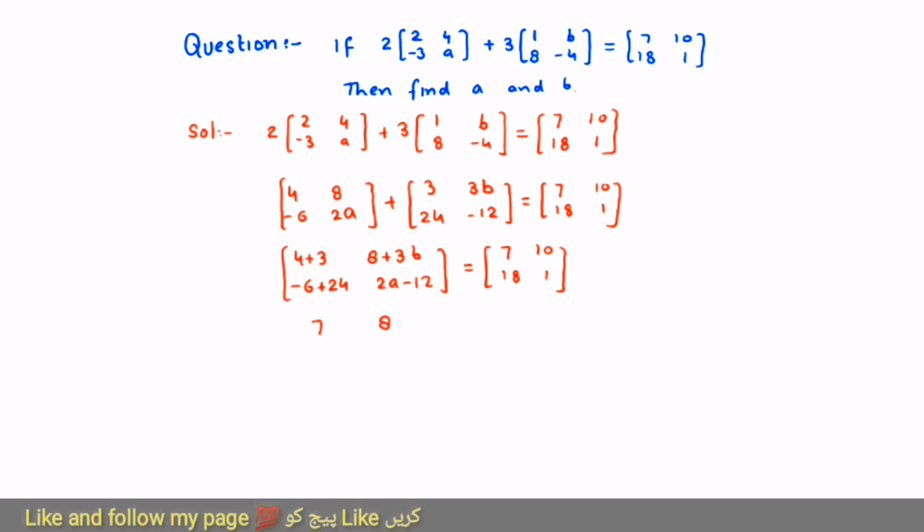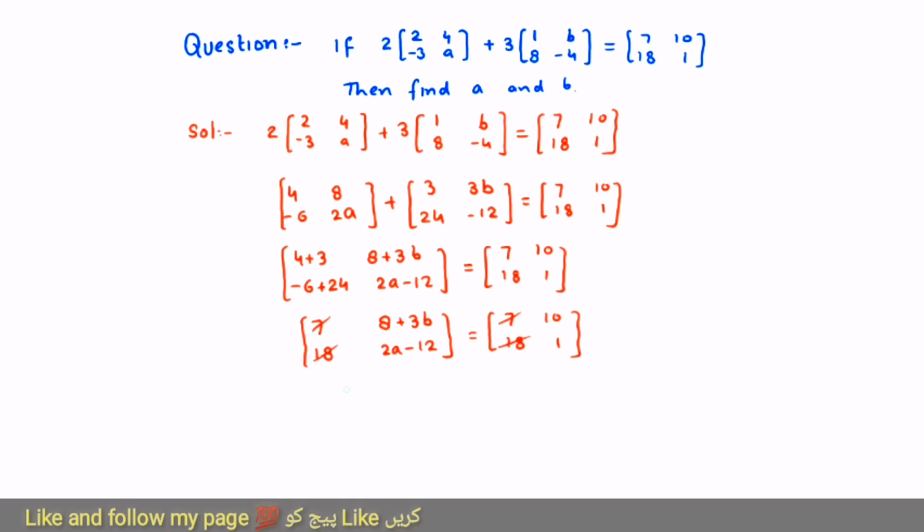The other remains as 8 plus 3B, it will become 18, and 2A minus 12 will remain the same. 7 10 18 and 1. Now we will make a comparison between these two matrices. We will get 7 is cancelled with 7 and 18 is cancelled with 18.